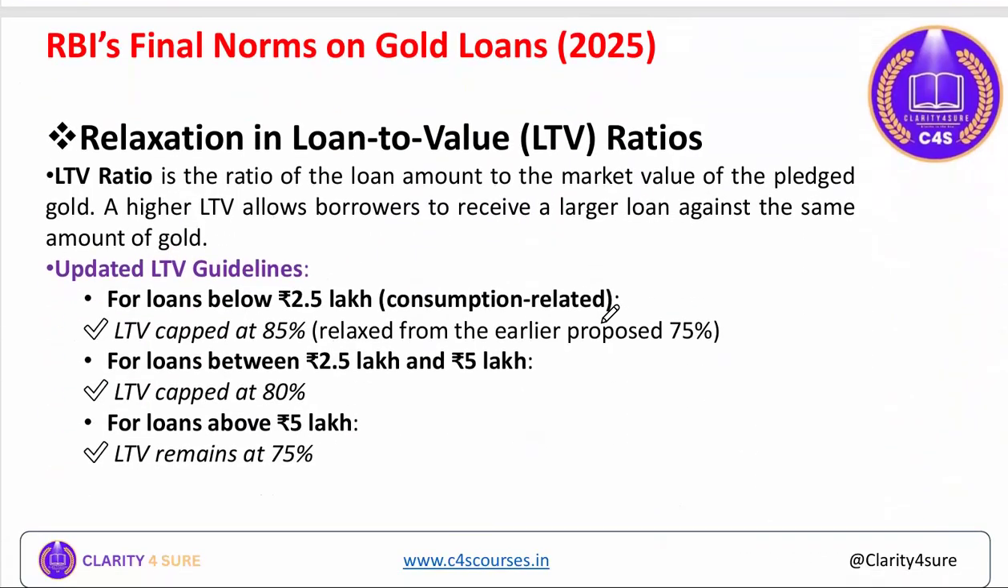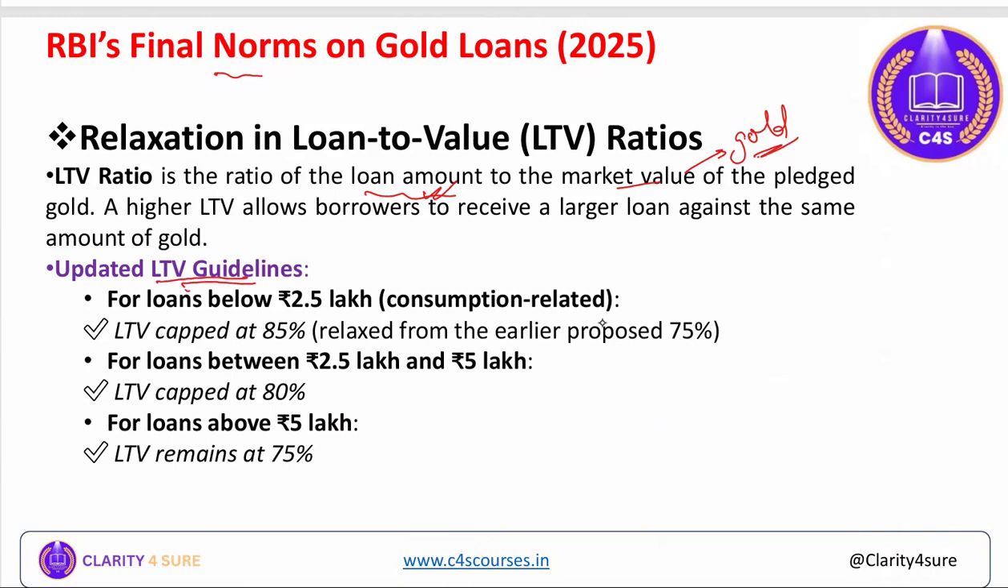Now, this is the final norm. You can take a screenshot of this norm, right? This is the final norm that RBI has finalized with respect to gold loans. So the ratio, as we have discussed, is the loan amount to the market value of that gold, for which the person who is putting his or her gold as collateral gets the loan amount in return from the lending agencies. Updated loan to value guidelines.